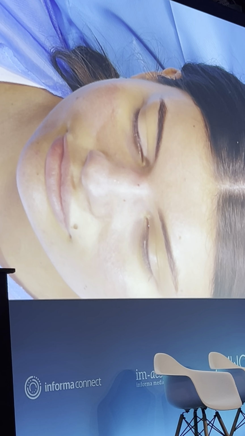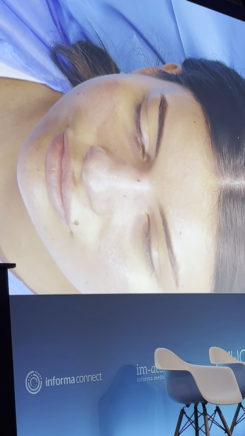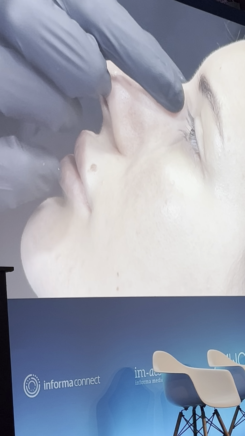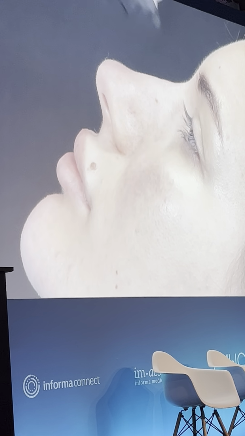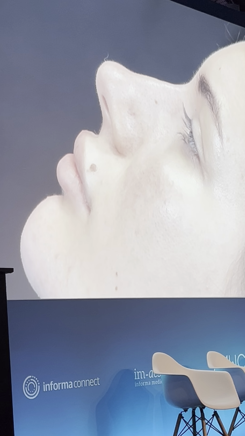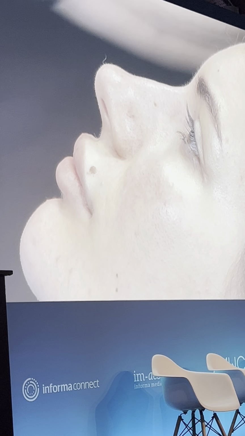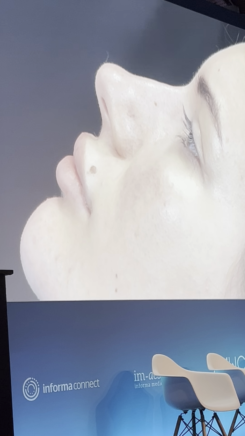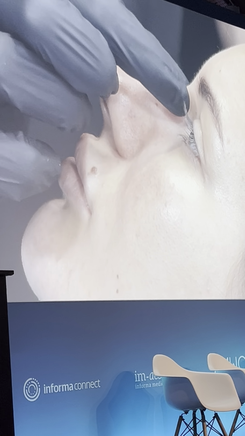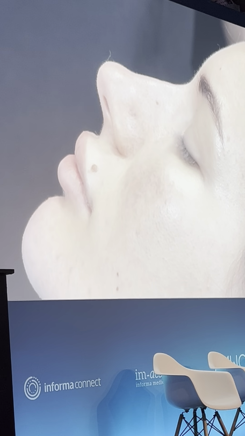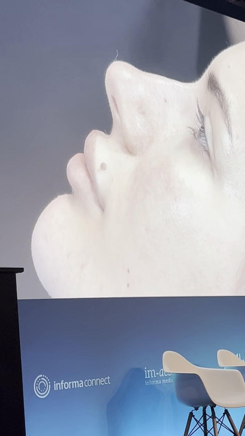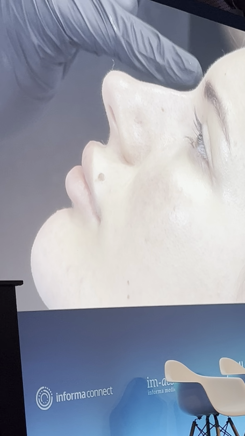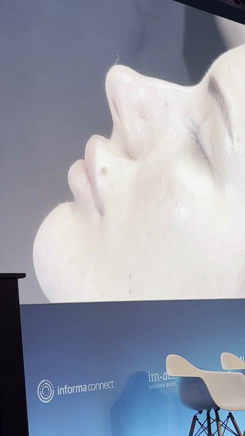Now if we can just have a look at the profile again and see what we've achieved so far. In terms of the volume that we used, that was exactly 0.05 actually. And we already start to see a straighter bony septum there. And you can see that increase in the height of the nasal frontal angle.